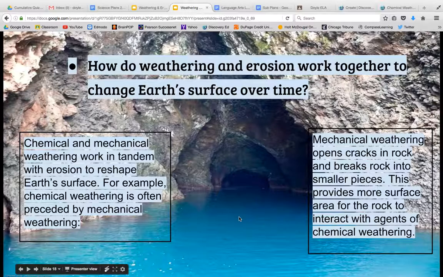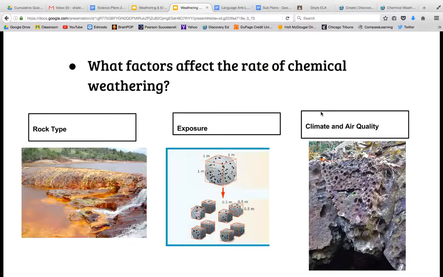This provides more surface area for the rock to interact with agents of chemical weathering. So you can see in this picture here, the waves probably broke this rock apart and caused it to crack and form many more cracks and bumps. So that was mechanical weathering. But once those waves get in there, if there's acids or salts in that water, then that can start to chemically change the rock too. So mechanical weathering happens, and it's followed by chemical weathering. They work together.